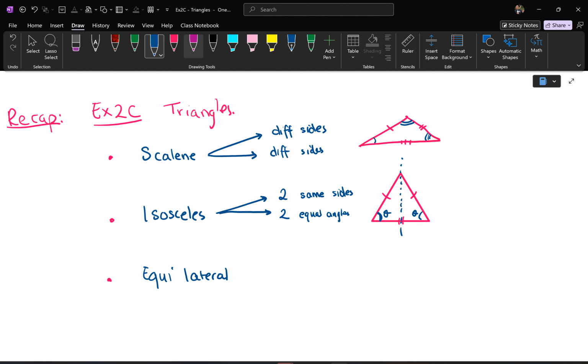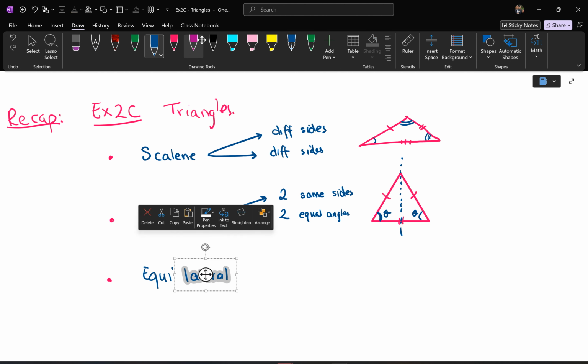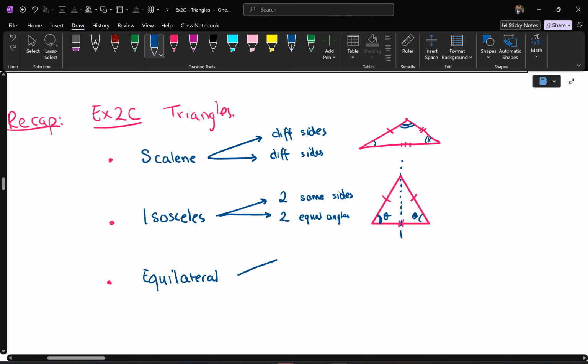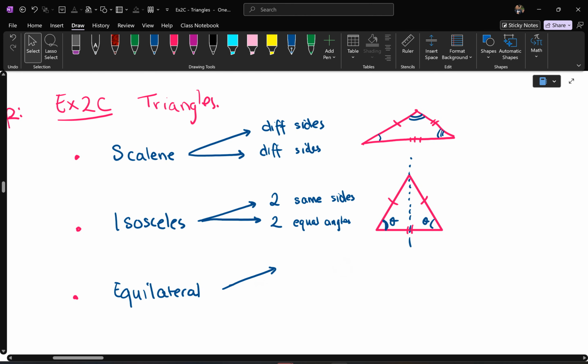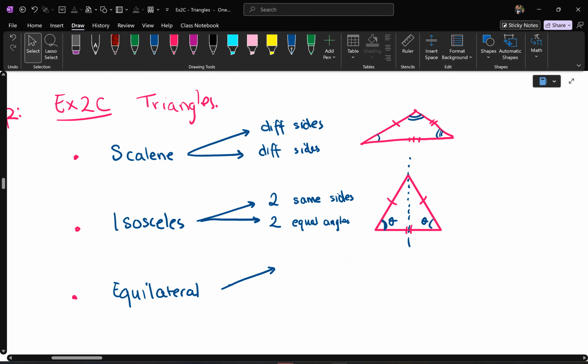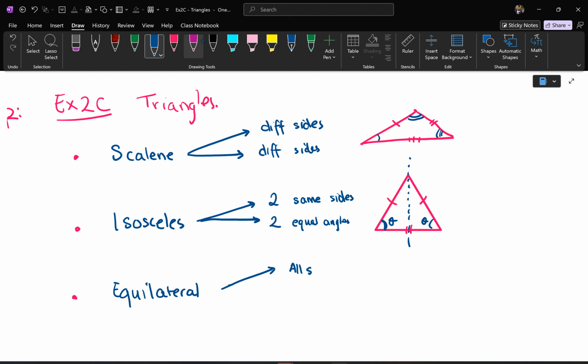Equilateral. What is the property for an equilateral? What do we know about equilaterals? All same sides. So they all have the same sides. So if I draw a triangle now, not just 2 sides, but all 3 are equal. That is an equilateral. Make sure to copy this down, especially if you weren't here on Monday.